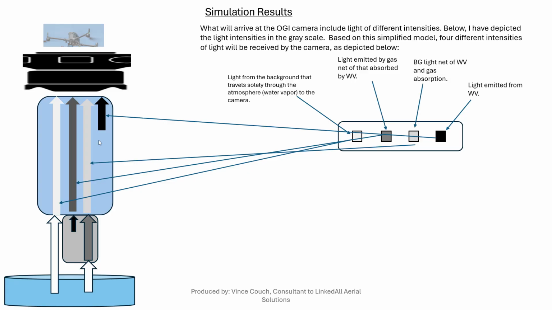Therefore, what will arrive at the OGI camera includes light, in this example, of 4 different intensities. This right here is the light from the background that travels solely through the atmosphere. So that's this one right here, from the storage tank through the atmosphere, on the way to the camera. Light emitted by the gas, net of that absorbed by the water vapor. So that's this one right here. Emitted by the gas, and some of it is absorbed by the water vapor. Whatever's left over makes it to the camera. The background light, net of water vapor and gas. So here's the background light. Some of it is going to get absorbed by the gas, some of it is going to get absorbed by the water vapor, and whatever's left over makes it to the camera. And then light emitted from the water vapor is here. So there you have my simplified model.